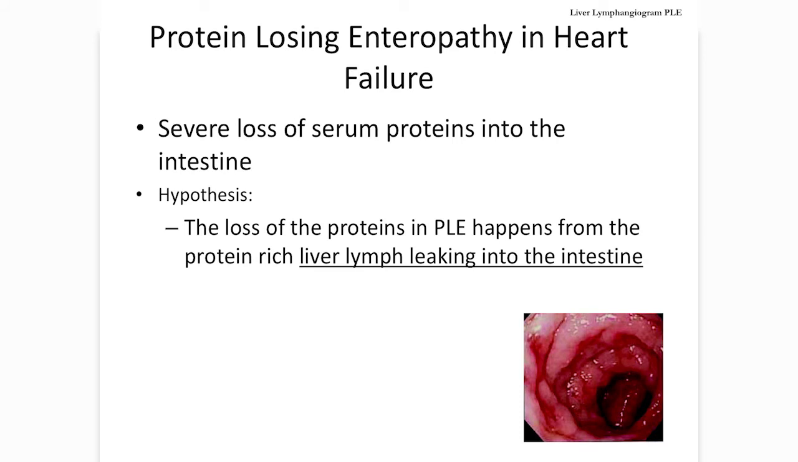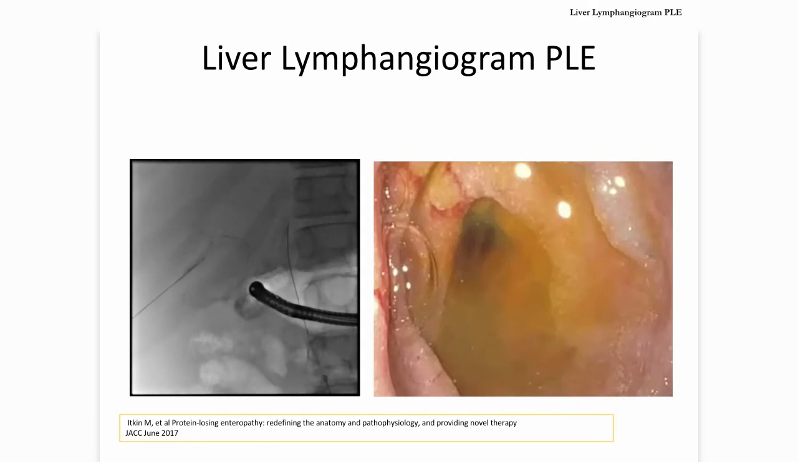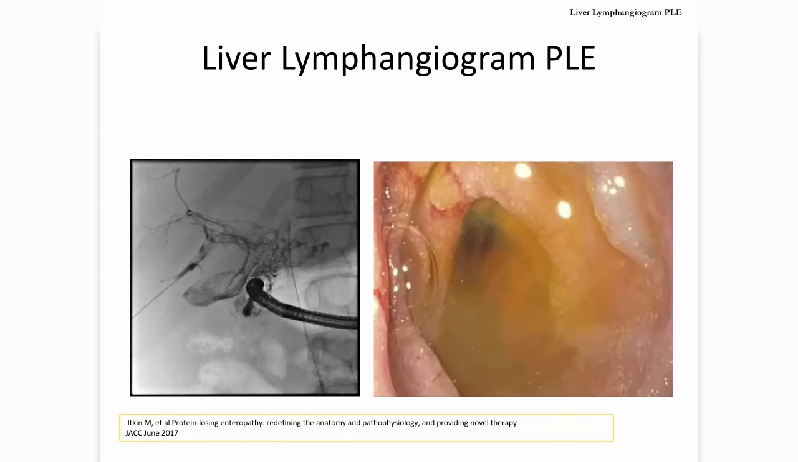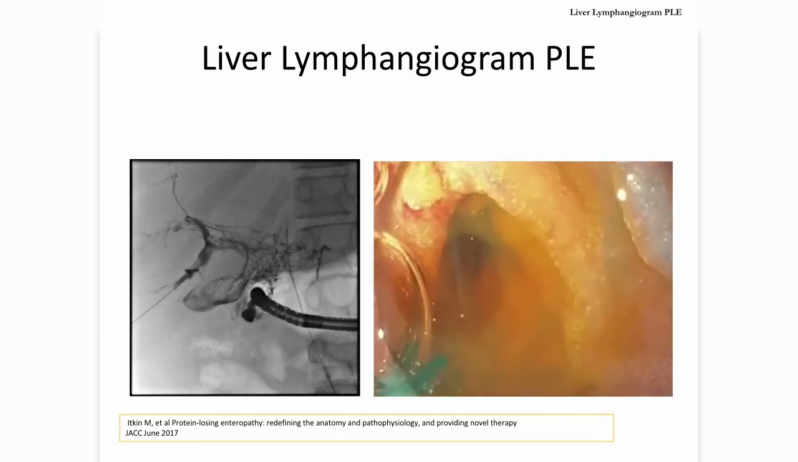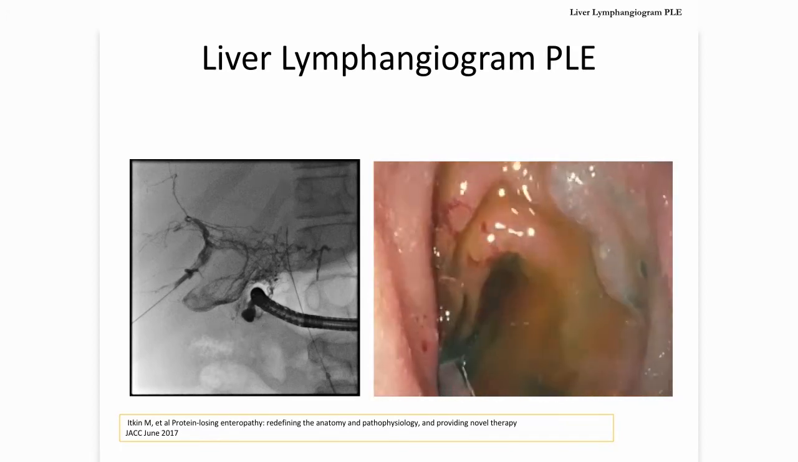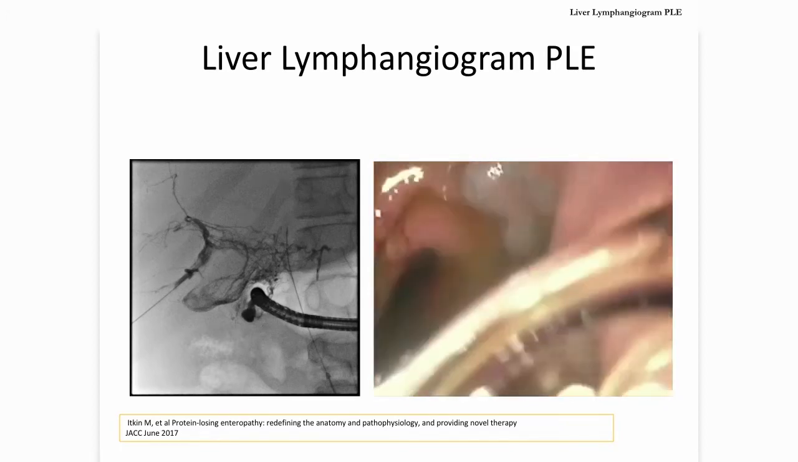into the intestinal wall. And we decided to do a procedure called liver lymphangiogram. Here we inject dye into the liver, and you can see there's a leakage of the lymph into the duodenum. And if we inject again, remember, like bronchoscopy, this is endoscopy, and we inject blue dye, we can actually see with our eyes the leakage of the lymph.